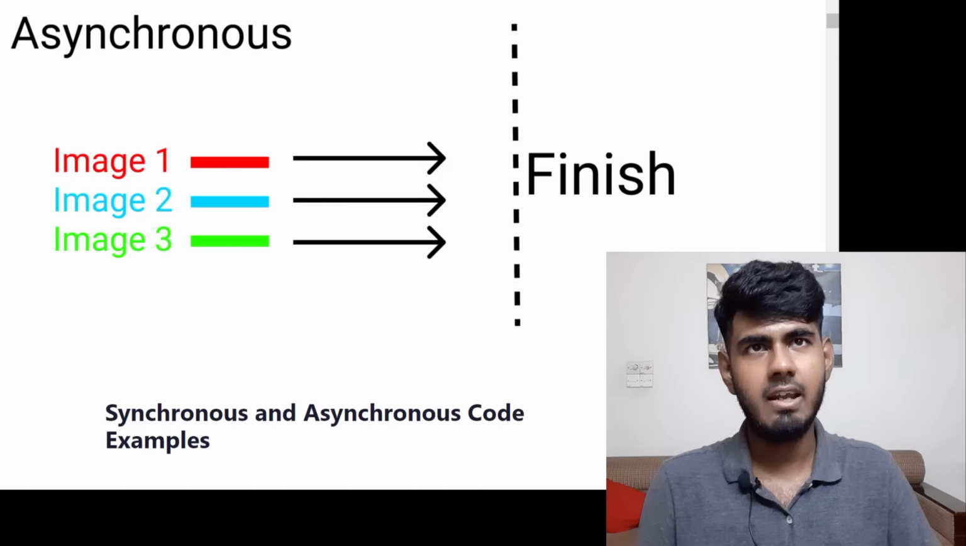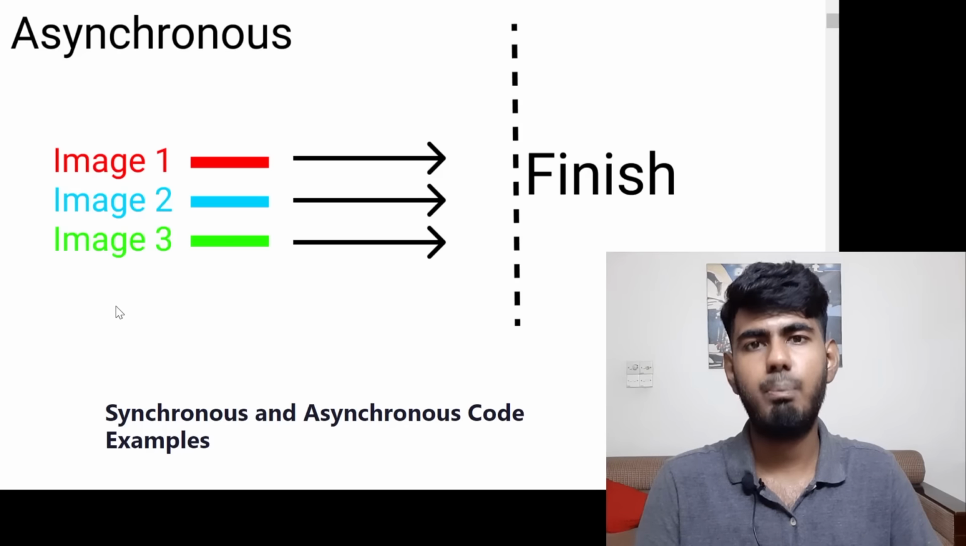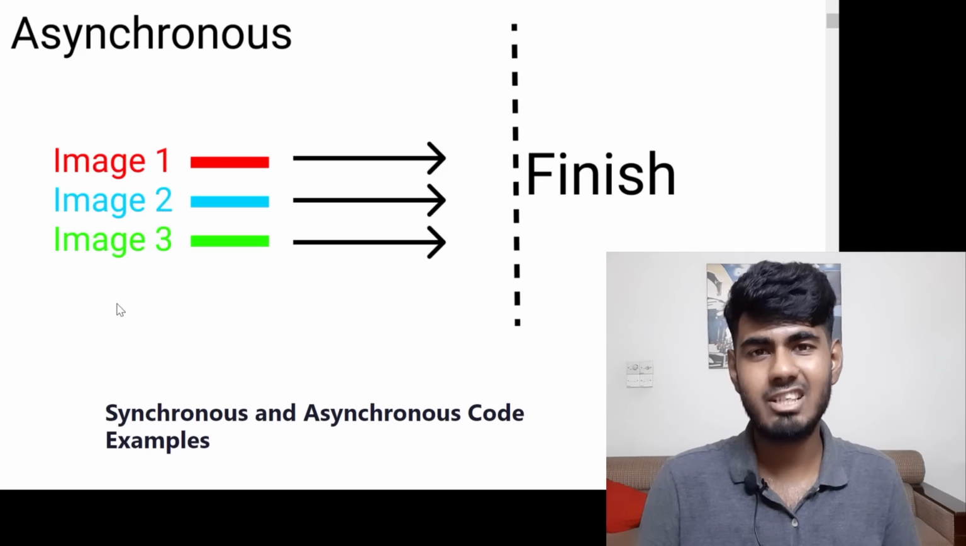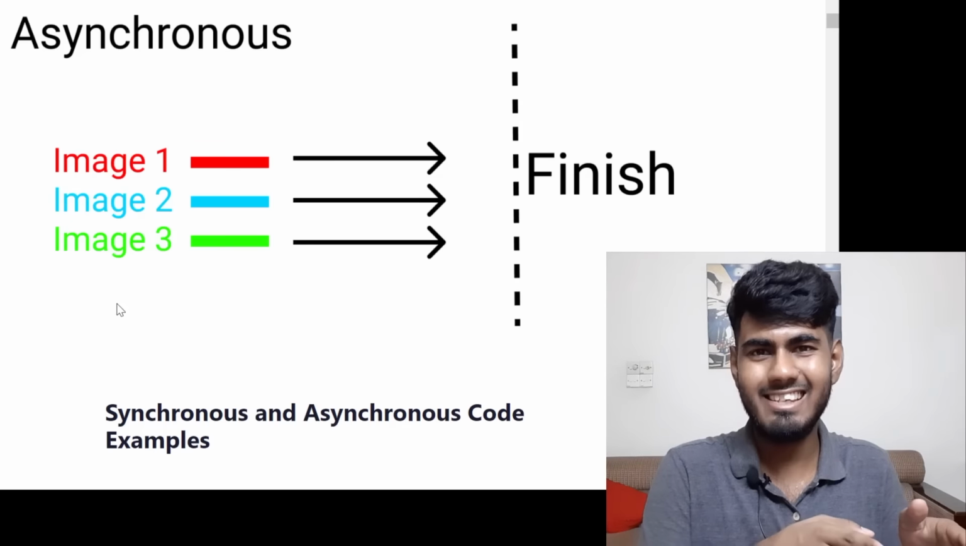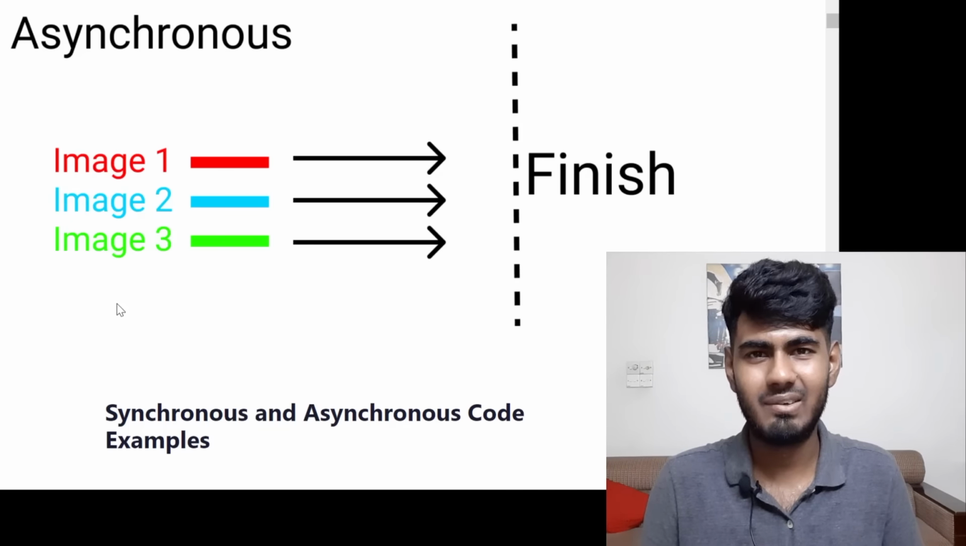This is the finish line and these are the participants, and these are the lanes, okay? Lane number 1, 2 and 3. The image 1, 2 and 3. They're gonna finish the race at their own pace. I hope you understand the difference between the synchronous and the asynchronous system. Let's look at some examples right now.